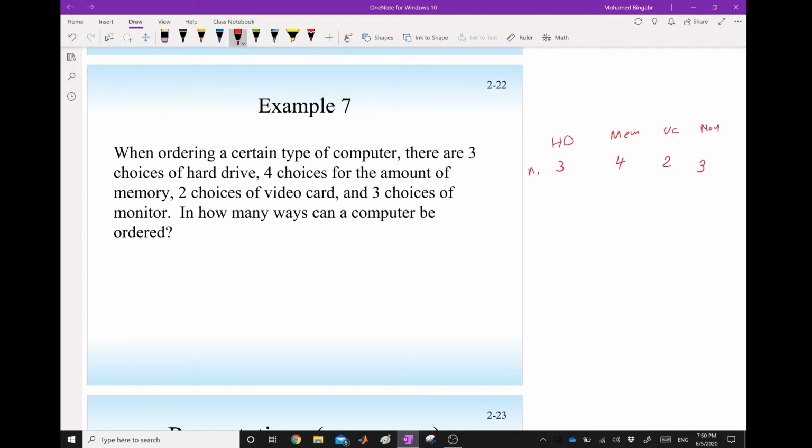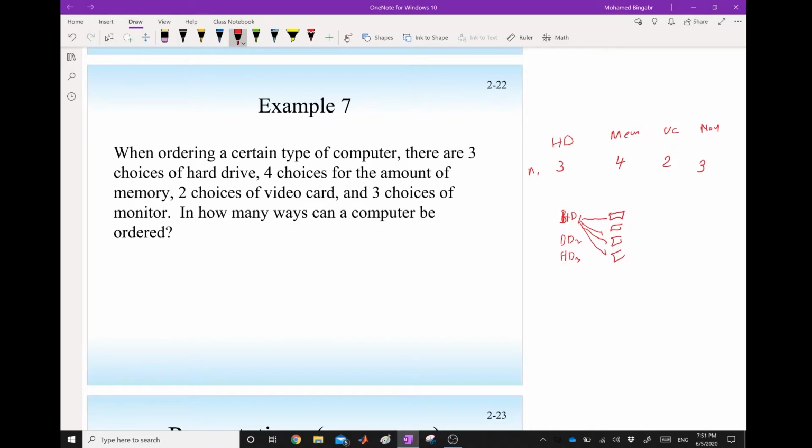So there are 3 possible different hard drive, 4 different memory. So each hard drive can have 4 different memory. So if I say this is, for example, hard drive 1, hard drive 2, hard drive 3, then the memory here, there are 4 of them. So it can go, hard drive 1 goes with this one, or with this one, or with this one, or this one. So there are 4 possible way. And same thing for hard drive 2 has 4 possible way. Then we have the video card.